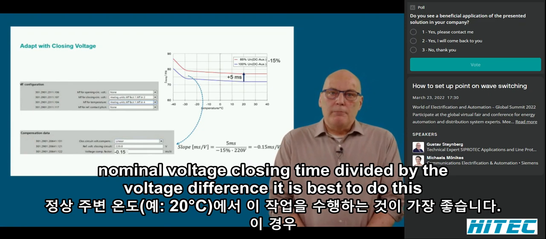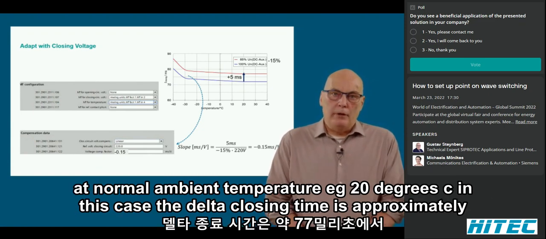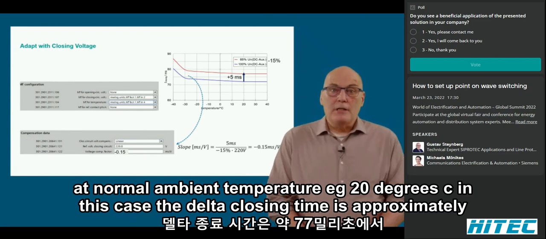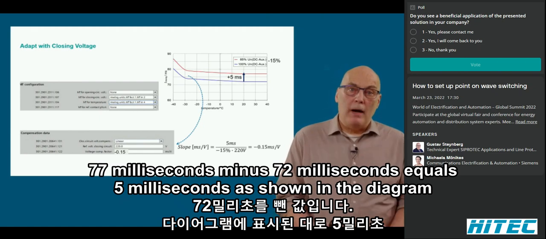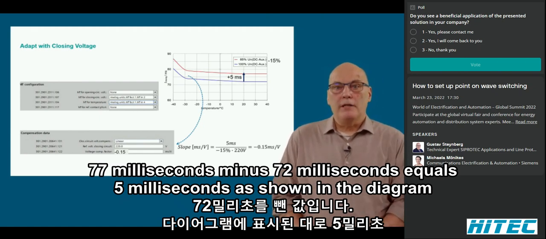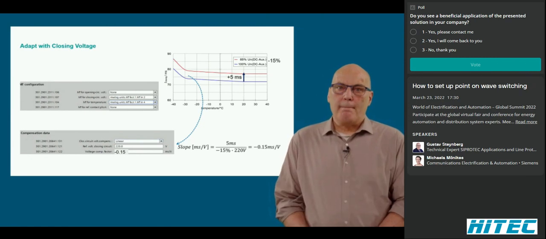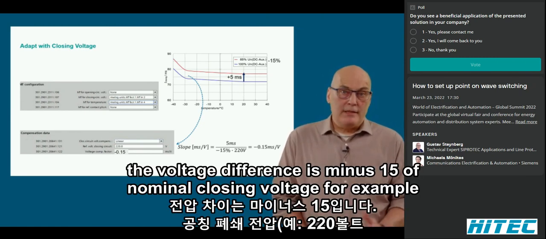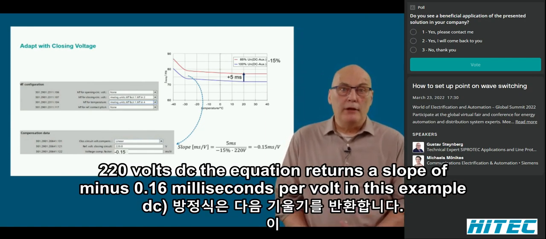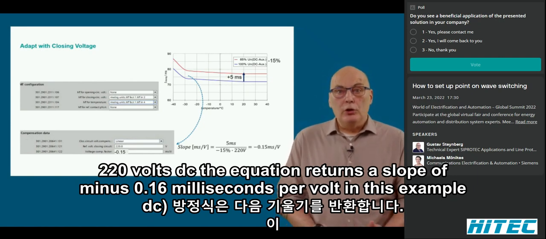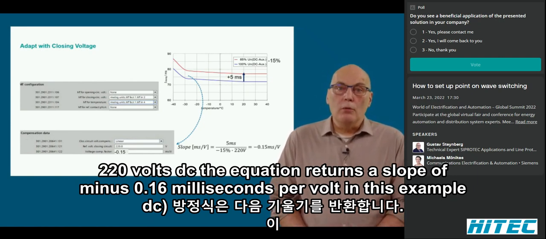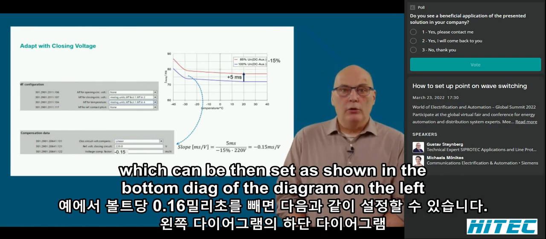difference. It is best to do this at normal ambient temperature, e.g. 20 degrees C. In this case, the delta closing time is approximately 77 milliseconds minus 72 milliseconds equals 5 milliseconds as shown in the diagram. The voltage difference is minus 15% of nominal closing voltage, for example, 220 volts DC. The equation returns a slope of minus 0.16 milliseconds per volt in this example, which can be then set as shown in the bottom of the diagram on the left.